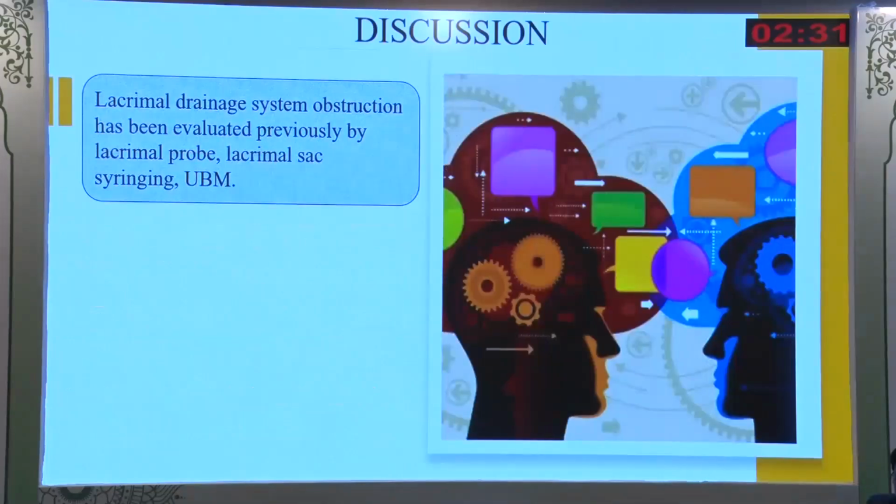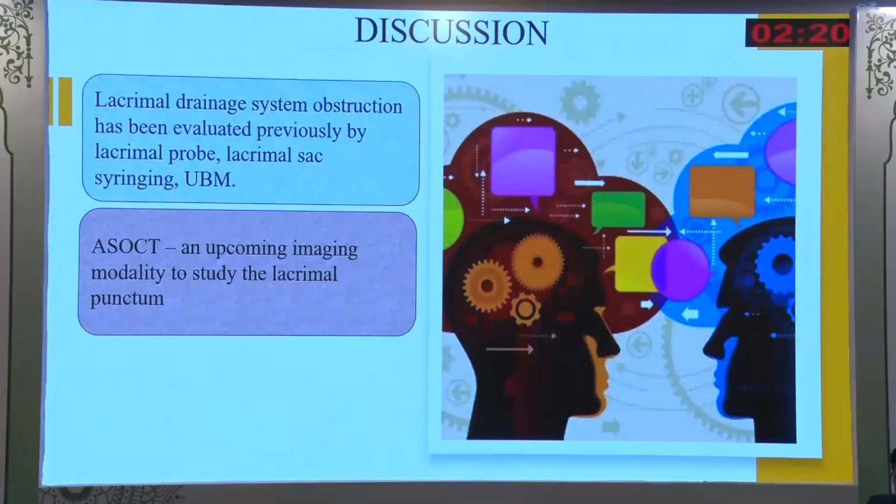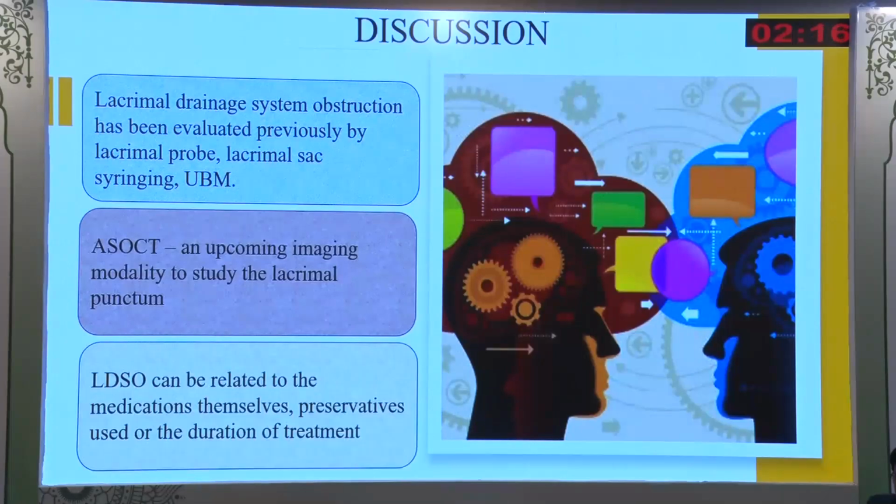Lacrimal drainage system obstruction has been evaluated previously by lacrimal probing, syringing, and UBM. UBM is still used, but it can give low resolution images. So anterior segment OCT is an upcoming imaging modality to study the lacrimal punctum. This obstruction can be caused by the medications themselves, the preservatives used, or because of the duration of treatment.